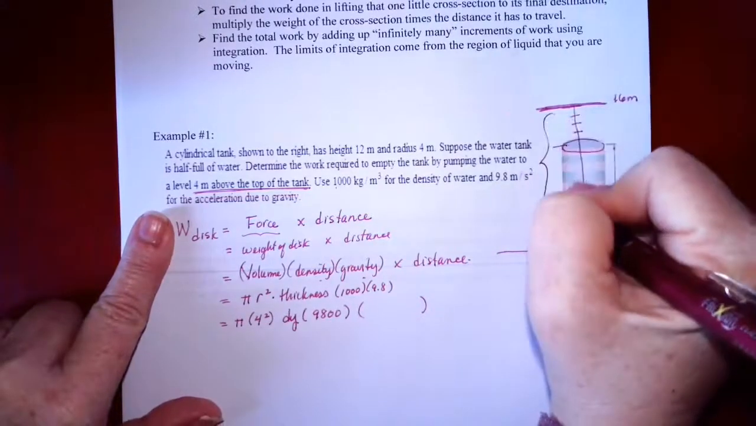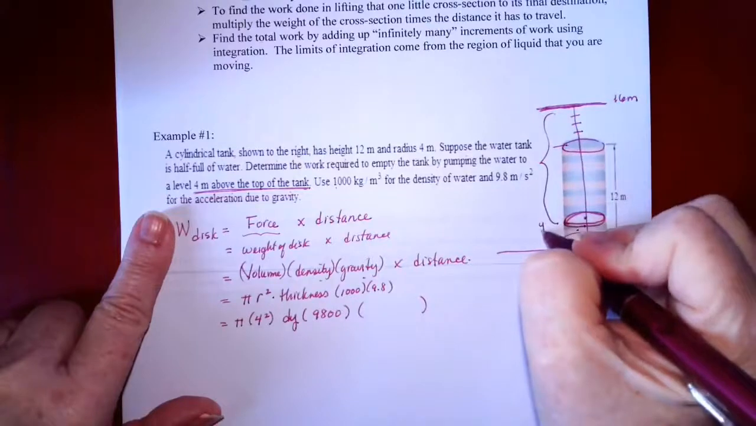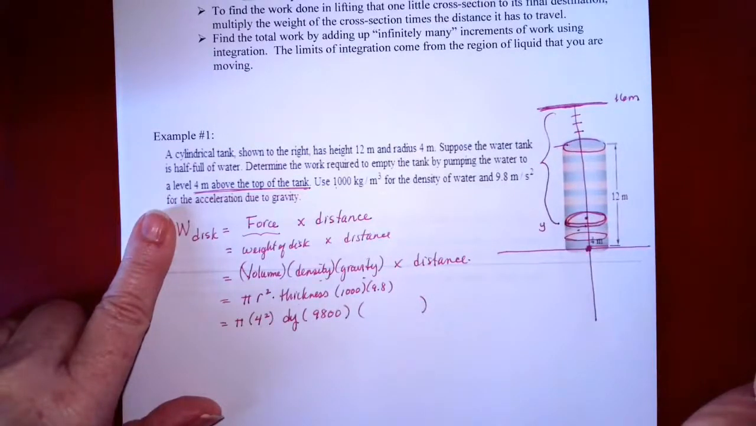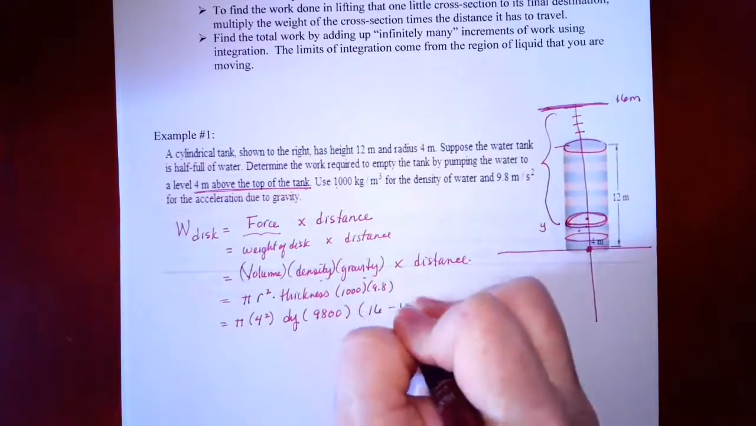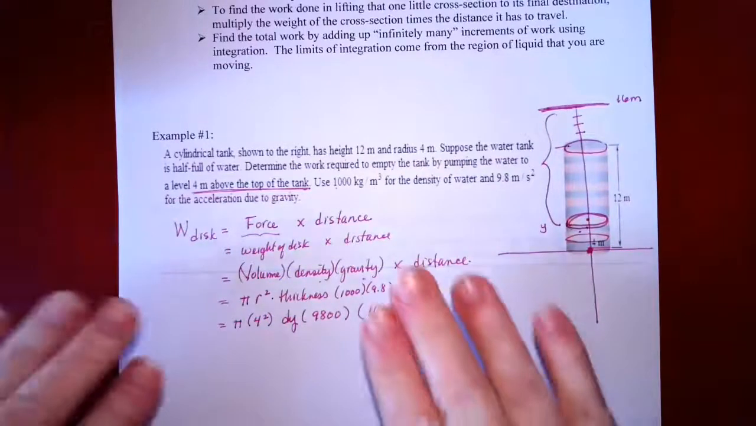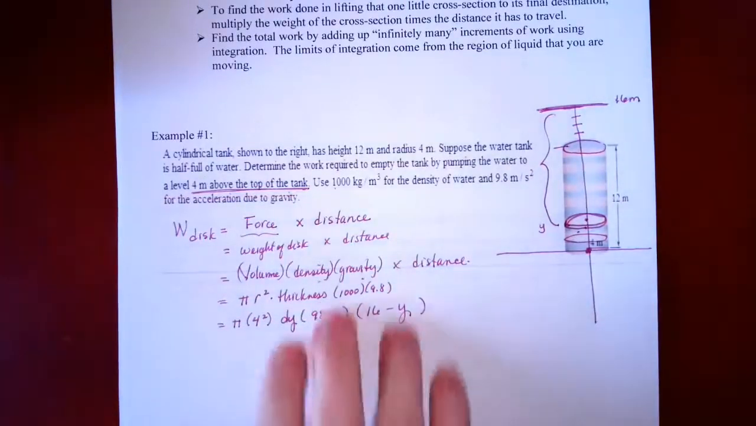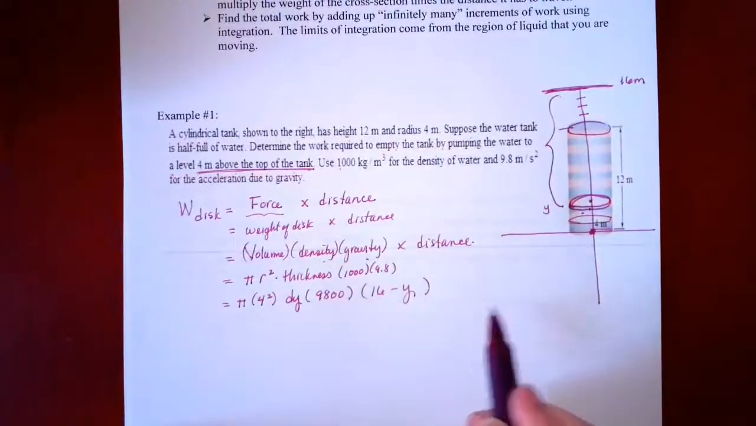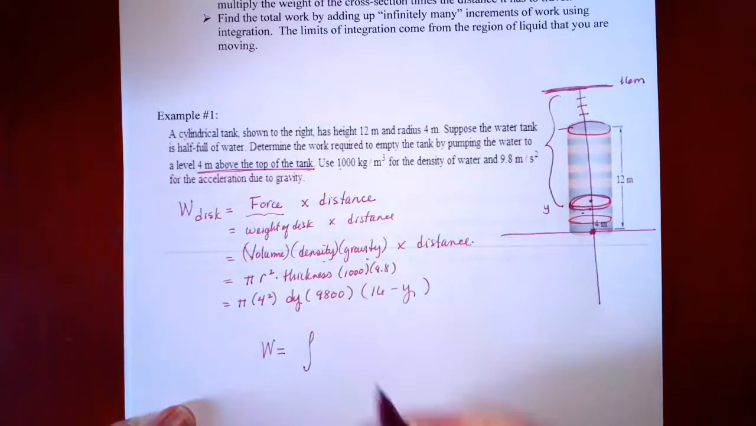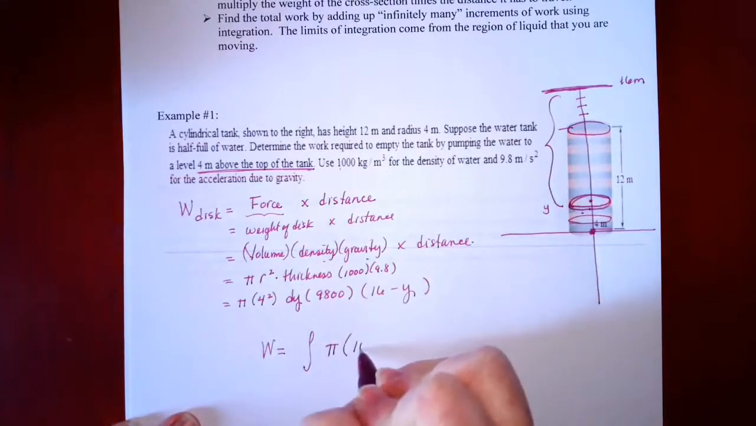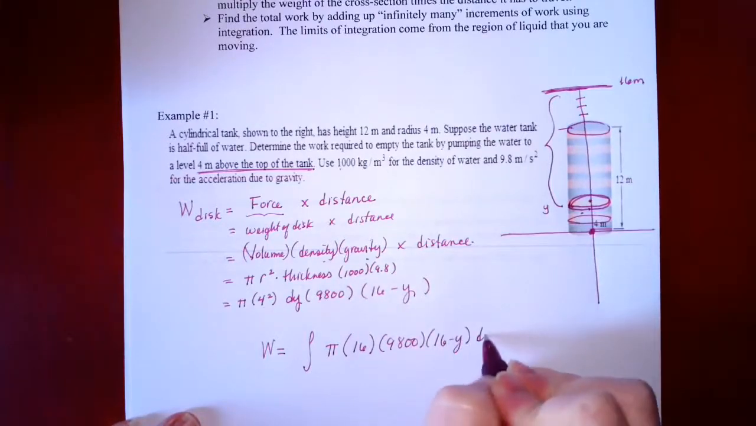So how far did it have to travel to get there? Well, where does it sit to start? It just sits at some little y value in the tank. So what would that be? 16 minus y. Perfect. Force times distance. Now we're going to add up all those little increments, putting my dy over here on the right as is normal for our integration. So our total work will be what we get when we integrate pi times 16 times 9,800 times 16 minus y dy.